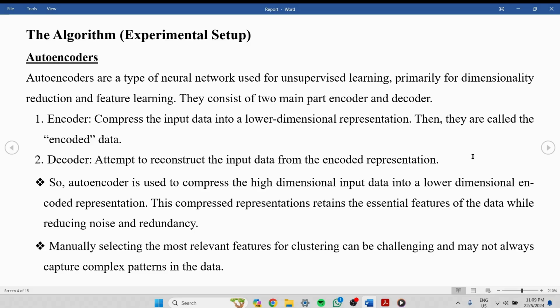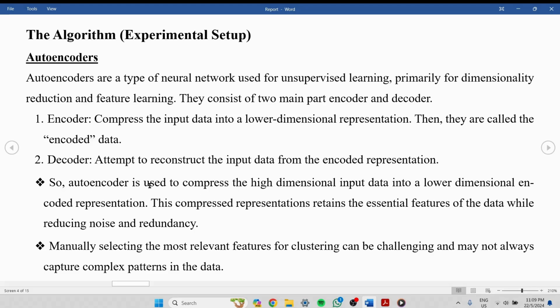So some students or some people are confused about the difference between autoencoders and label encoders. Label encoders are usually used in data pre-processing, and it is not an algorithm like autoencoders, because autoencoders are a machine learning algorithm.